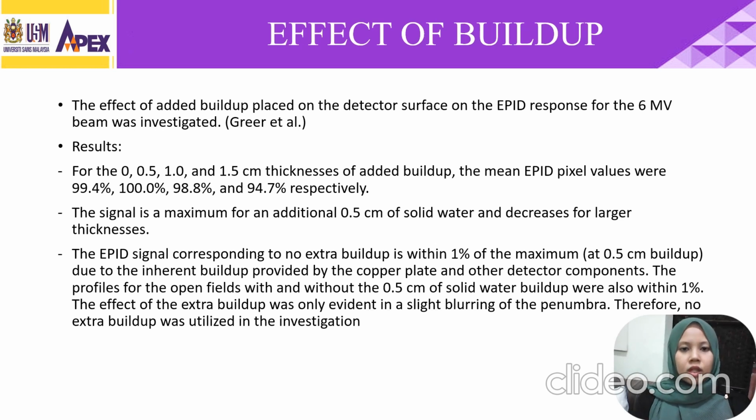The signal is a maximum for an additional 0.5 cm of solid water and decreases for larger thickness. The EPID signal corresponding to no extra buildup is within 1% of the maximum, which means that the difference is very low. The maximum is at 0.5 cm, which contributes to the mean EPID pixel value of 100% that I explained just now. This is due to the inherent buildup provided by the copper plate and other detector components.